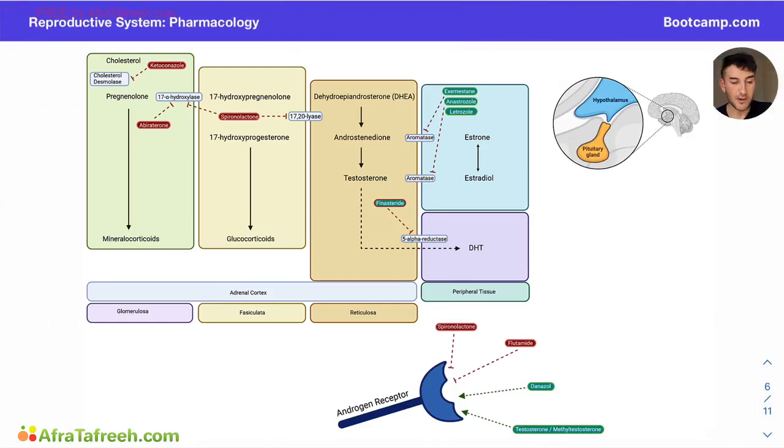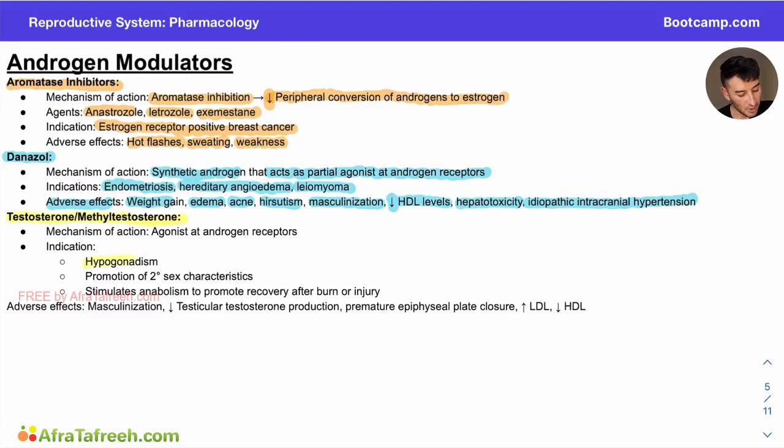So let's take a look at where this fits into our diagram. It is literally the same as naturally occurring testosterone, which is right here in our diagram. However, we're giving it exogenously, so it's just going to go directly to the androgen receptors located throughout the body. What we can use this for is hypogonadism. It's going to be an agonist at androgen receptors.